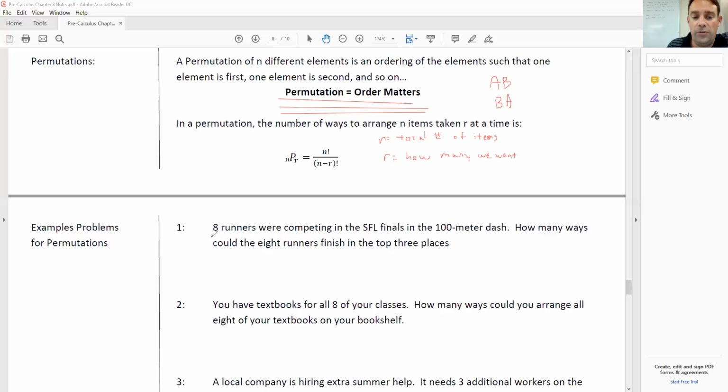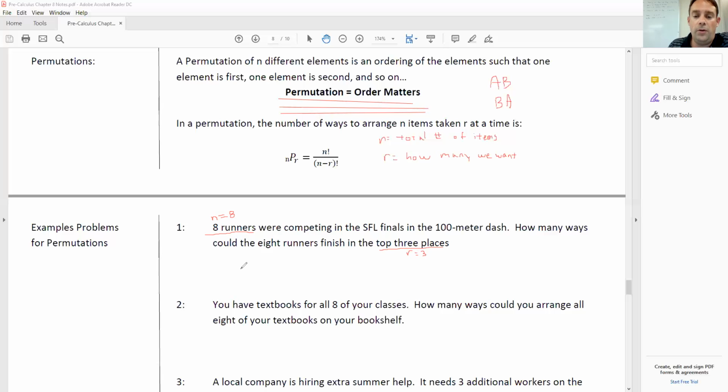So let's take a look at number one. It says 8 runners were competing. So we have 8 total runners. So that means N is 8. 8 runners were competing. How many ways could the 8 runners finish in the top 3 places? So we have 8, but we're trying to figure out how many ways to order 3.